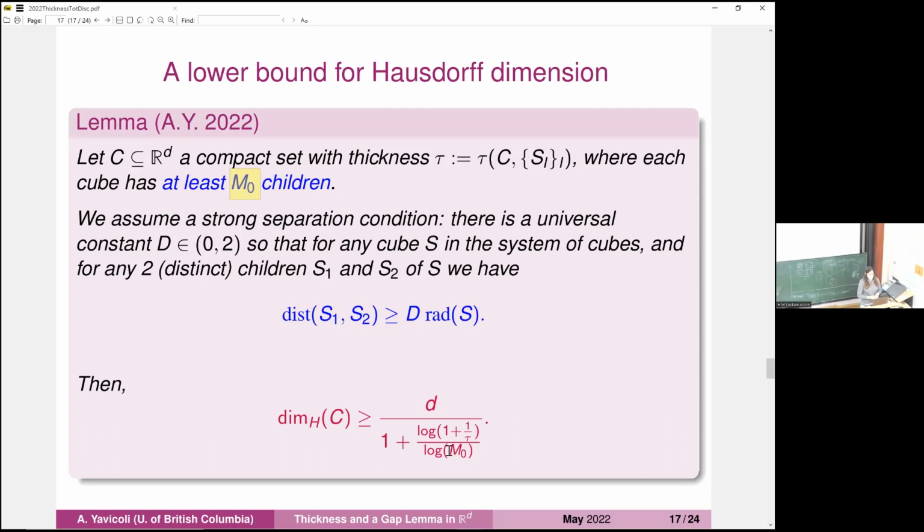Just as a comment, we saw before an analogous bound for the case d equal to 1. In this case, my proof cannot use the order because there is no order in R^d. But my bound in that case is a bit worse, but it's not so different from the bound we got before.